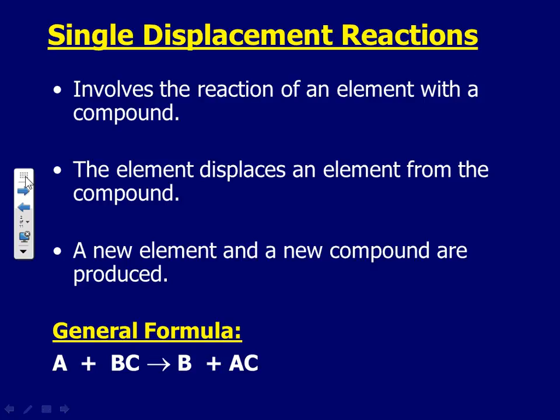If A is a metal, it will displace the first one. You can have displacement reactions where it's a non-metal displacing the second one, but we're not going to deal with that in this course. So in our course, yes, it's always going to displace the first one.